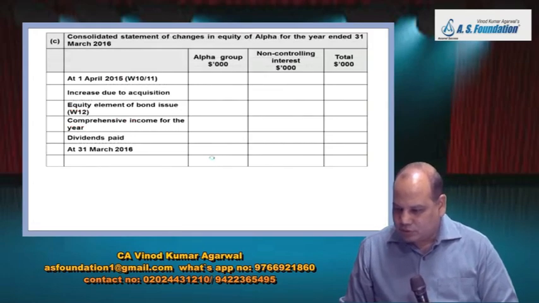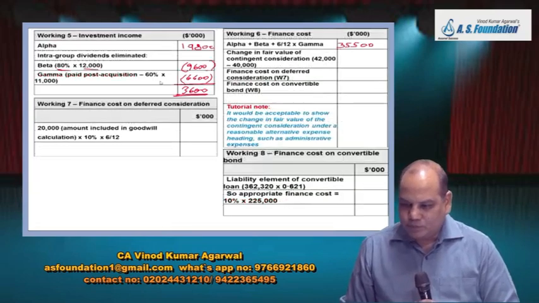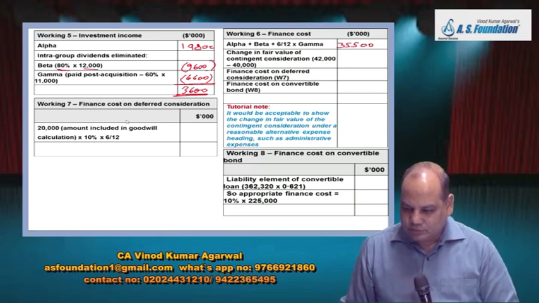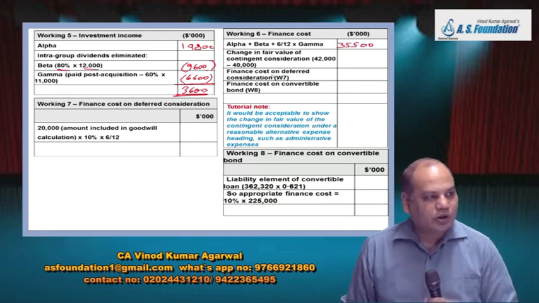Okay, so now let us come to next working. Investment income done. Finance cost. But before coming to finance cost, we should come to working note number 7 and 8. Working note 7 and 8 first will complete, so we can transfer the figure to working note 6.